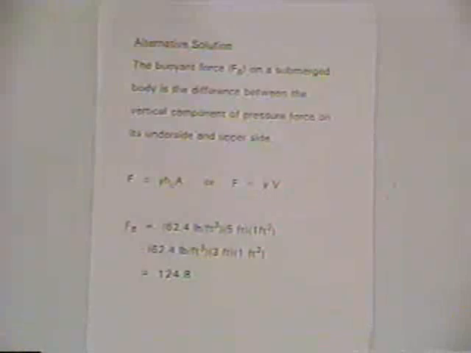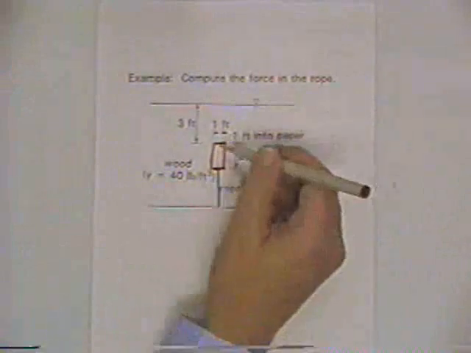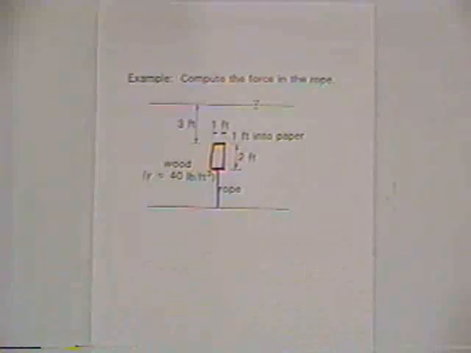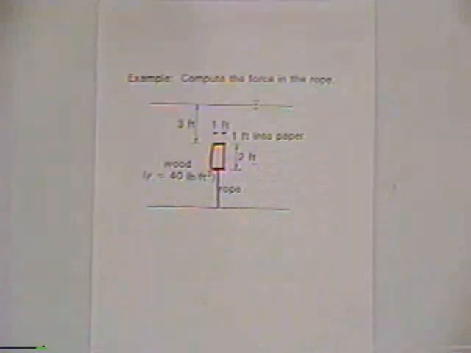Now, we could do that a different way, and just to give us a chance to think about buoyancy a bit more. The buoyant force on a submerged body is the difference between the vertical component of the pressure force on the underside and the upper side. If you go back to the block here, the block is supporting water. There's pressure due to the column of water above it, but at the same time, it's displacing water that's causing a buoyant force.